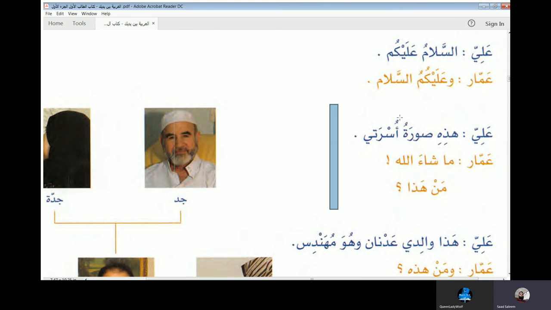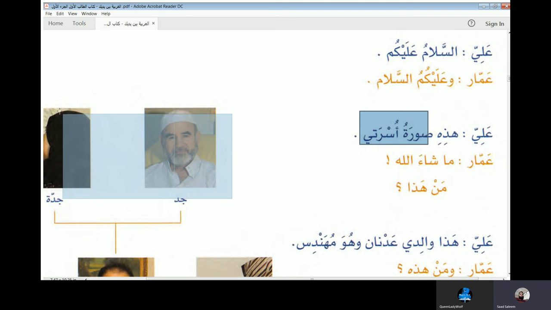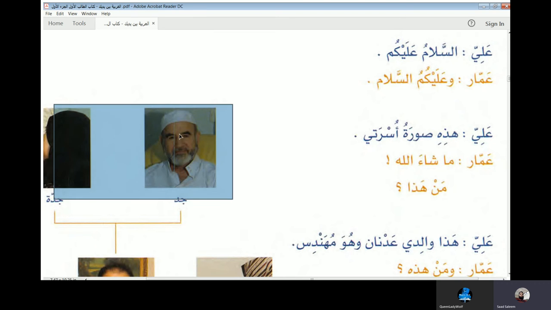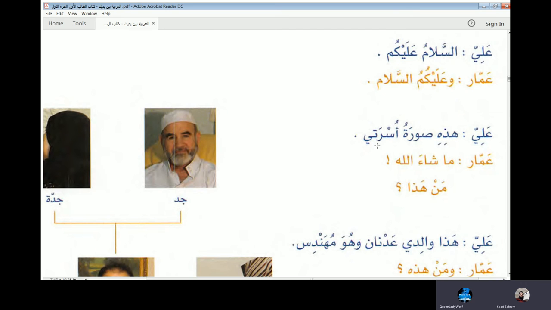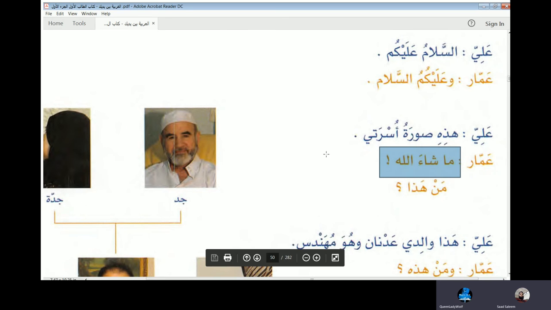And here, Ali said that this is a picture of my family. So Ammar said, MashaAllah, which literally means that may Allah protect your family. Okay, thank you. I was all through the internet trying to find out exactly what that was, and I knew that it was something important.